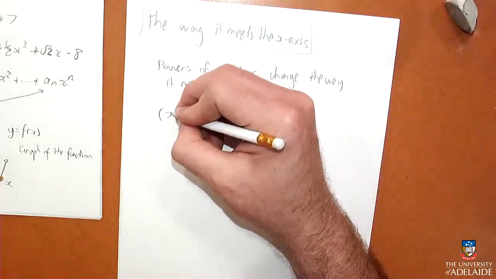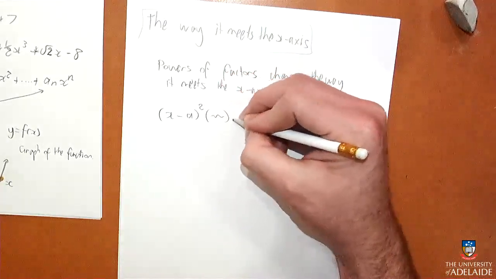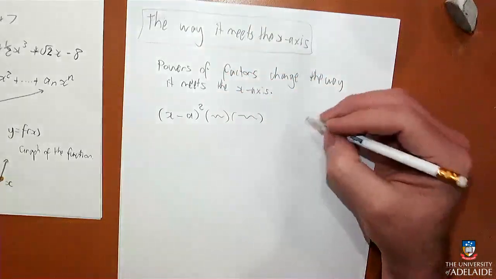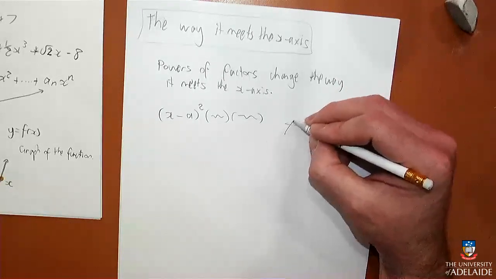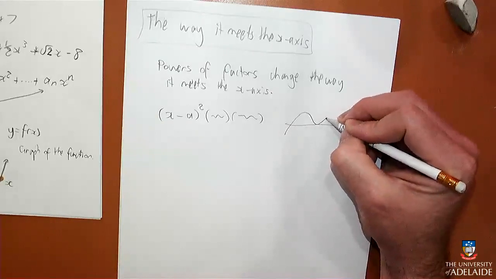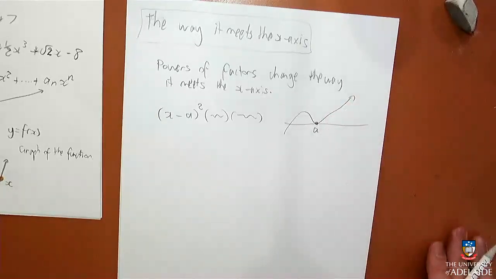If you have something like x minus a squared and just other stuff, then what will happen is that your graph will do something like that. Here is the point A. It certainly meets the x-axis at the point A, but what it's going to do is it's going to have a turning point there. And that'll happen for anything where there's an even power.